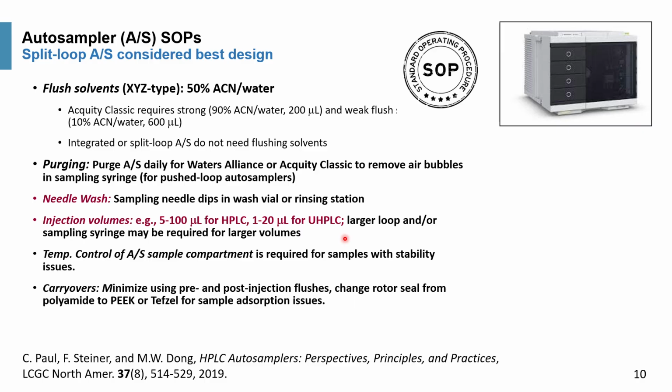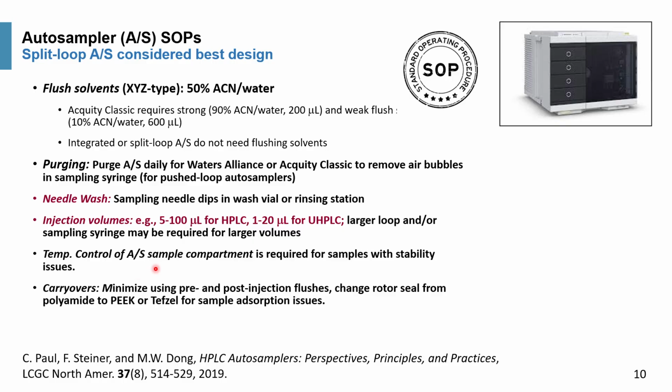Also make sure that you understand the loop size of the autosampler, right? So if you have to inject a legacy HPLC method using a larger injection volume, such as 50 microliter, some of the UHPLCs might not be able to support it because of an insufficiently large loop size.